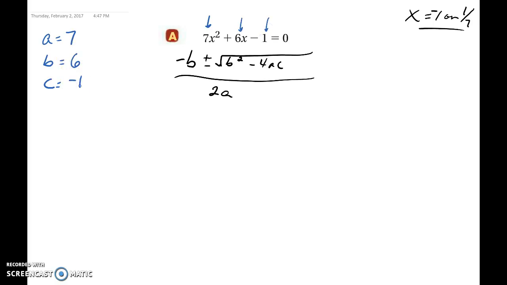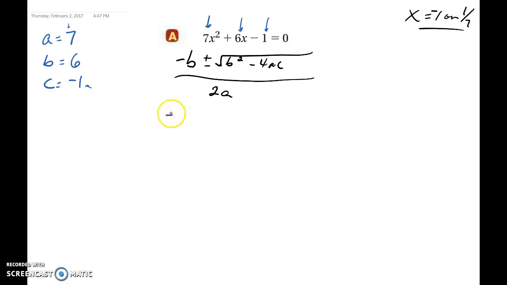So what you need to do when you are plugging these in is make sure you plug them in parentheses, regardless of whether it's a positive or a negative, because between this 4, this a, and the c, we're multiplying. And a lot of times people just substitute in a number without parentheses, and they mistakenly add or subtract.